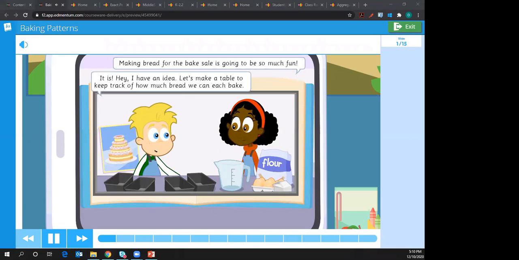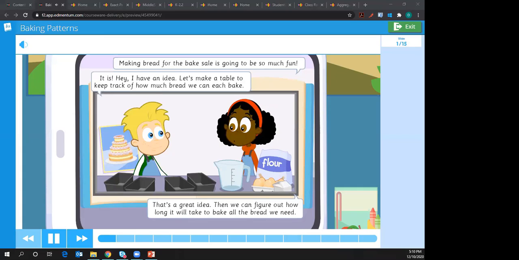It is. Hey, I have an idea. Let's make a table to keep track of how much bread we can each bake. That's a great idea. Then we can figure out how long it will take to bake all the bread we need.